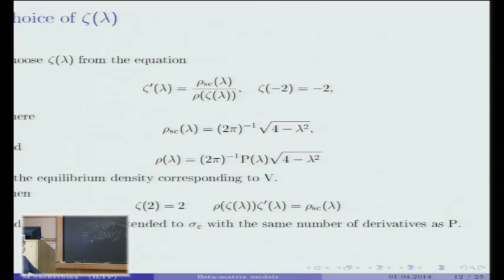And you can extend this solution on sigma epsilon with the same number of derivatives which they have inside the interval, and this number depends on the number of derivatives of the function p, which appears here. The most convenient way to write this equation is like this.